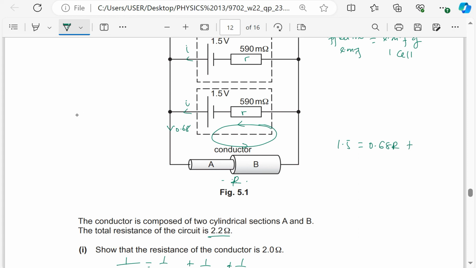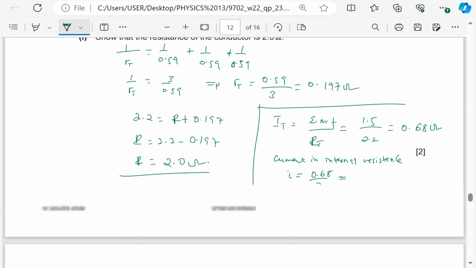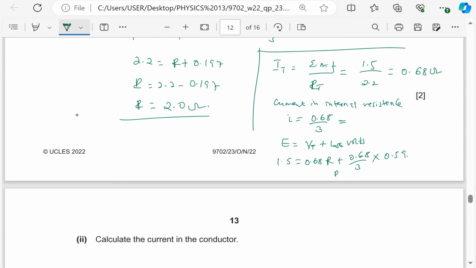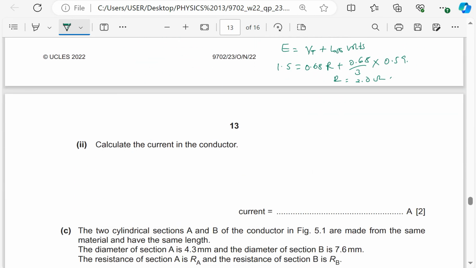the lost volts, which is going to be I times 0.59. So it means 1.5 is equal to 0.68 R plus I, which is 0.68 over 3, times 0.59. So this is what I'm doing here. This is 0.68 divided by 3, that is the current, times the internal resistance, which is 0.59. I'm very certain this should give us the same answer, 2.0 ohms, but that's a long way.